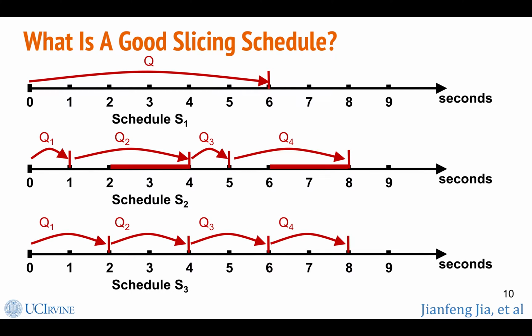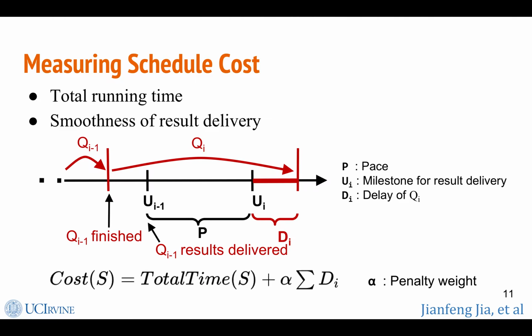What we want to achieve is something like S3, so the user can get an early update as soon as possible, and then the user expects to refresh the UI at a regular pace, not too fast, not too slow, for all the queries. In order to measure the schedule cost, we want to balance between the total running time and the smoothness of the result delivery.